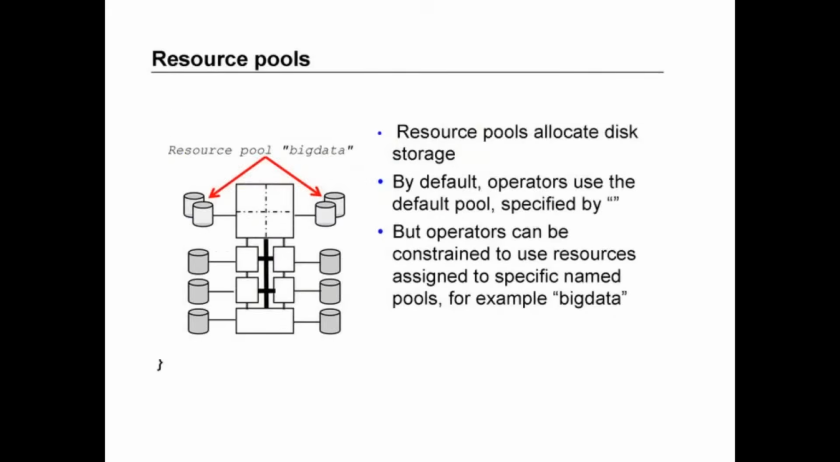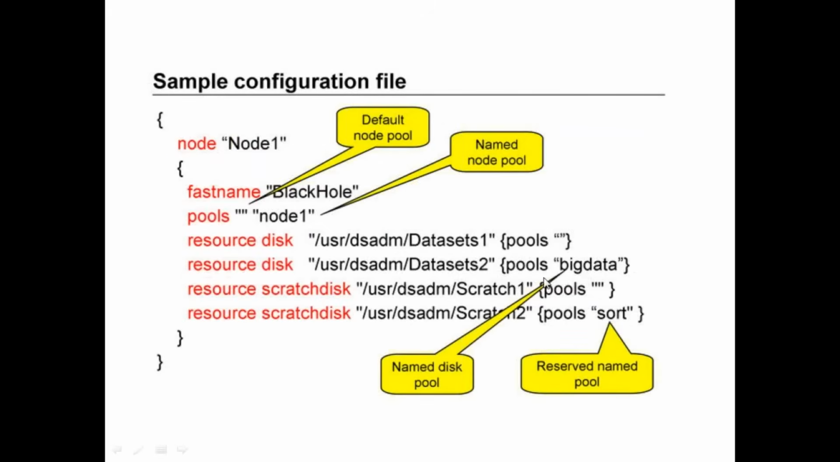So the big data pool that we defined is a user defined node pool. We can go to a stage, and there will be an option to constrain that stage to run on a particular resource pool or a node pool. I can select it as per my requirement.